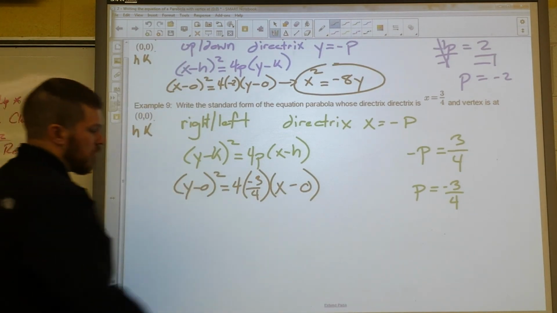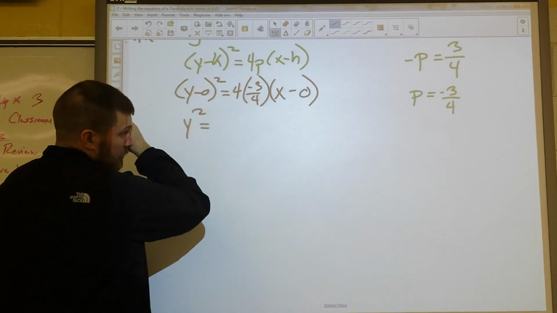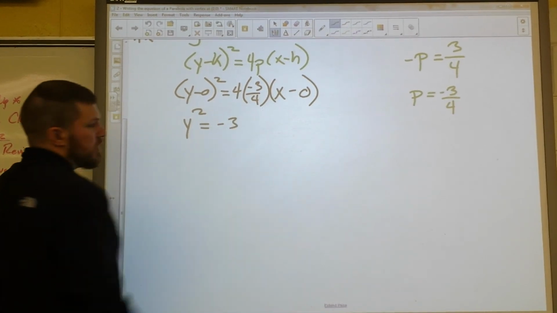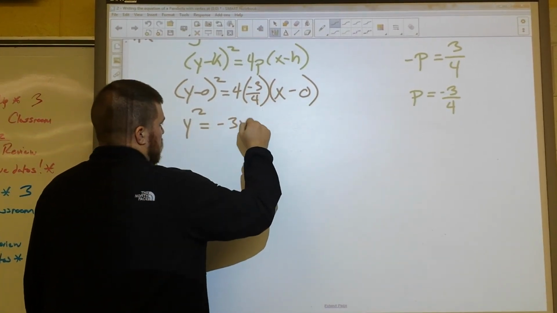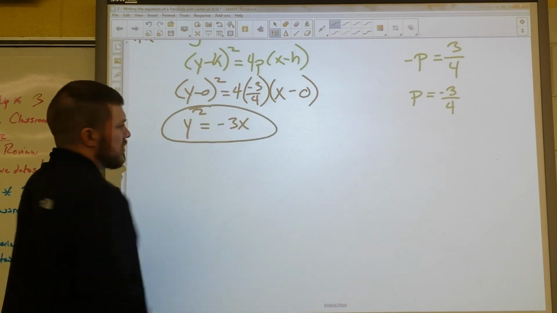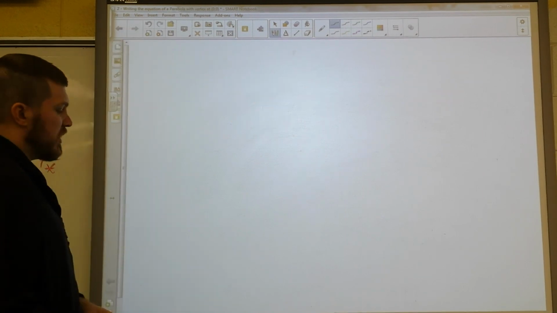I want to clean this up as much as I can. (y - 0)² is just y squared. 4 times negative 3/4 is negative 3. If you can't do that in your head, please use your calculator. And then finally, x - 0 is just x. So that's the equation of this parabola that opens right or left. And that's it for this video.